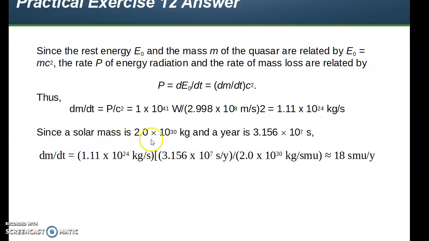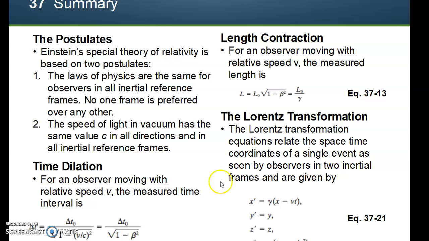Since a solar mass is 2.0 times 10 to the 30th kilograms, and a year is 3.156 times 10 to the 7th seconds, the change in the mass per unit time is this value right here, times this ratio, the number of seconds per year, divided by the kilograms of the sun. So it works out to be roughly 18 solar masses released every single year. That's the quasar. So anyway, we have the postulates.